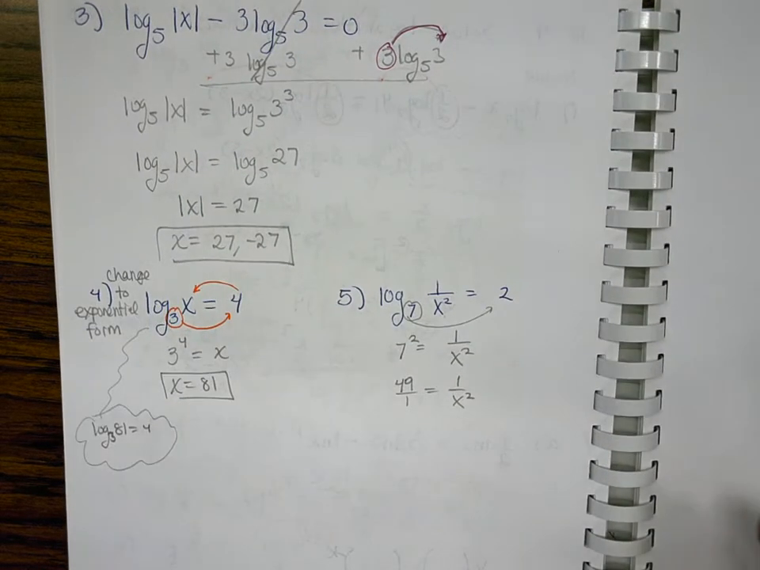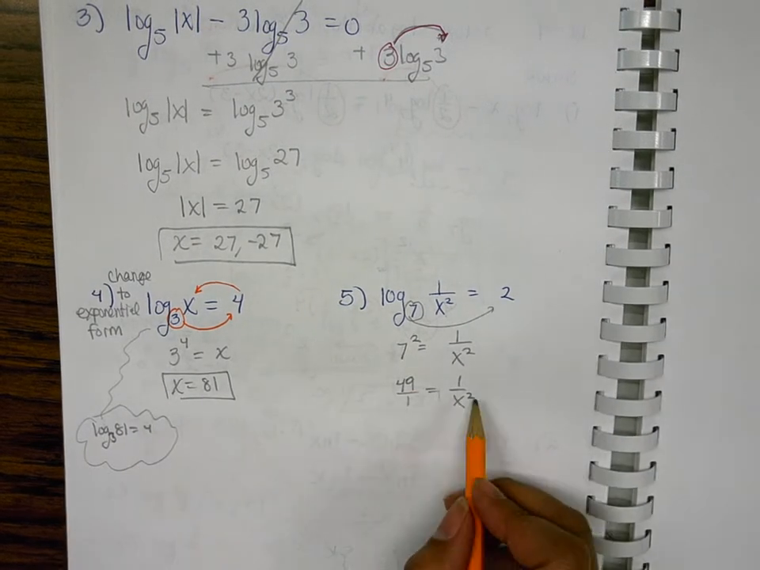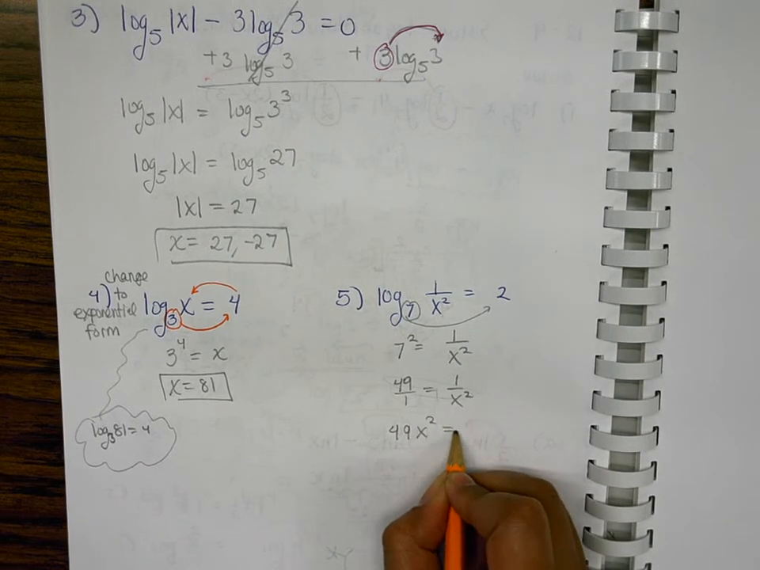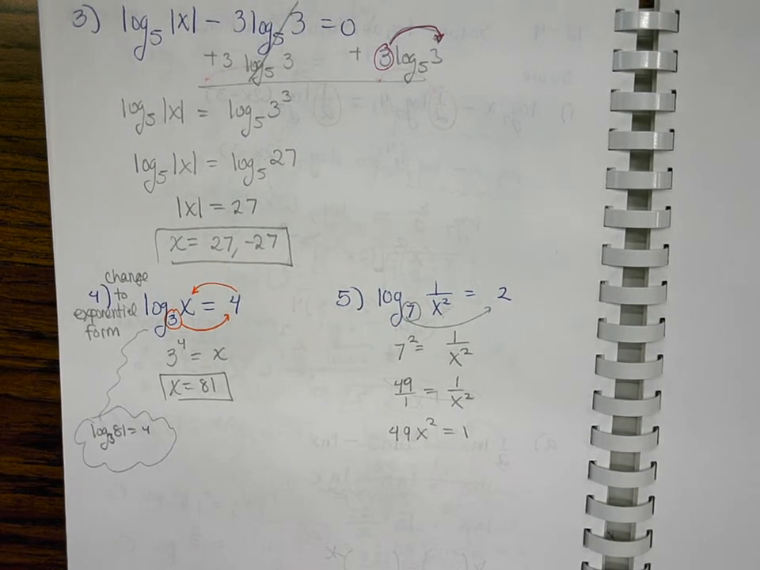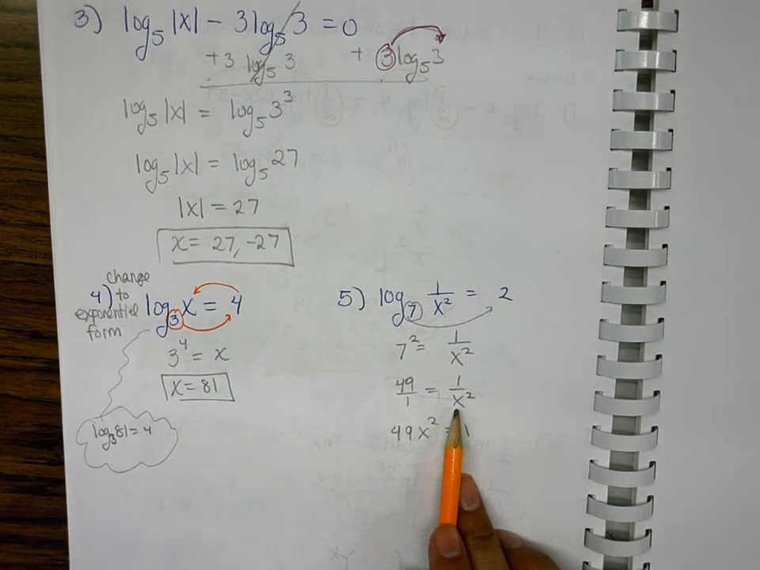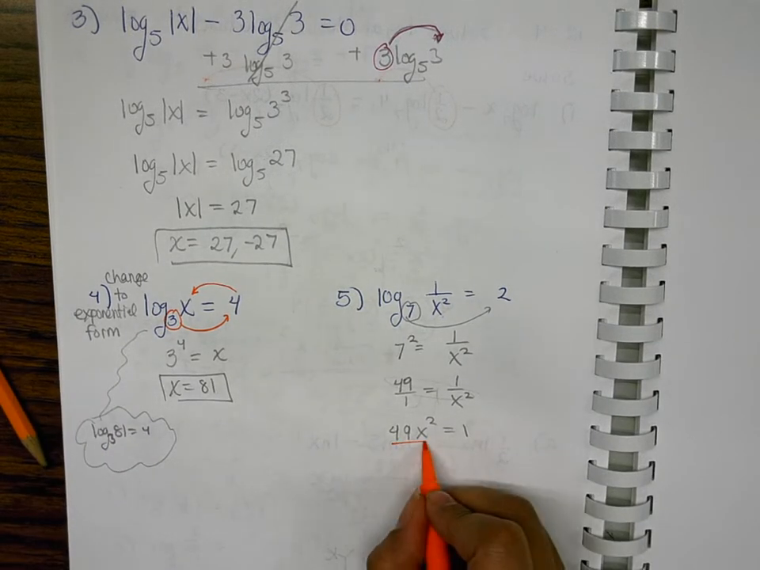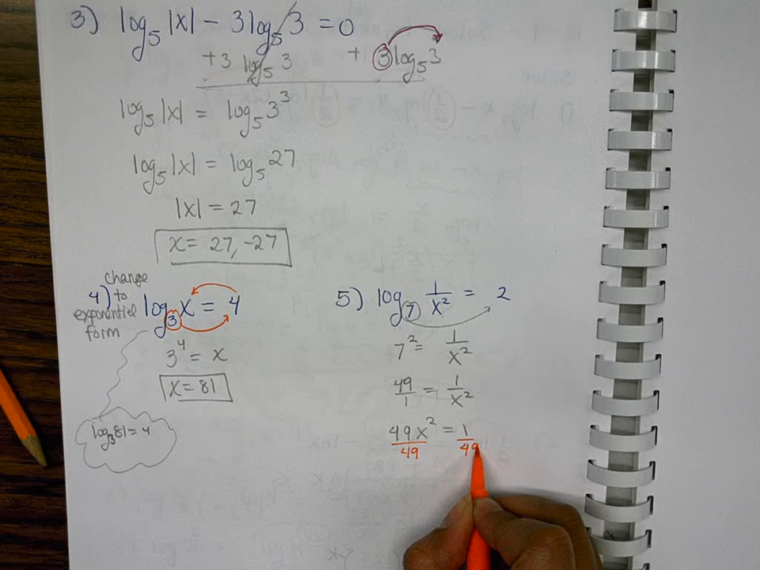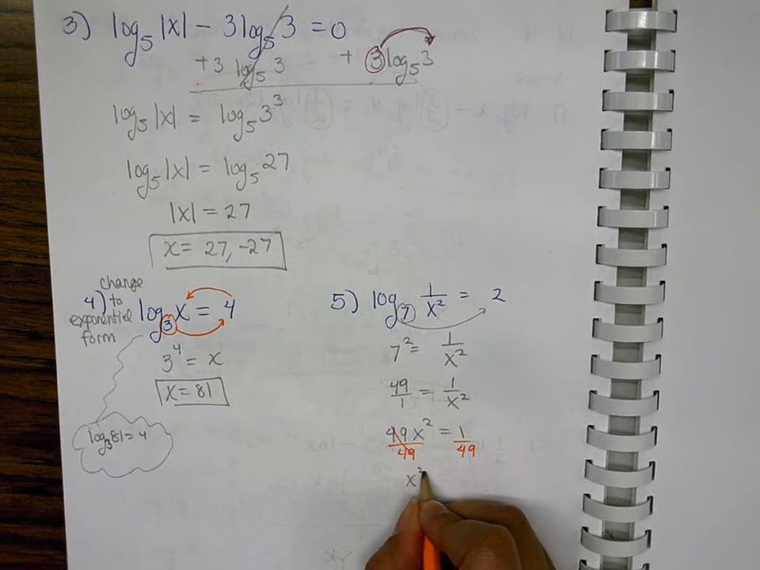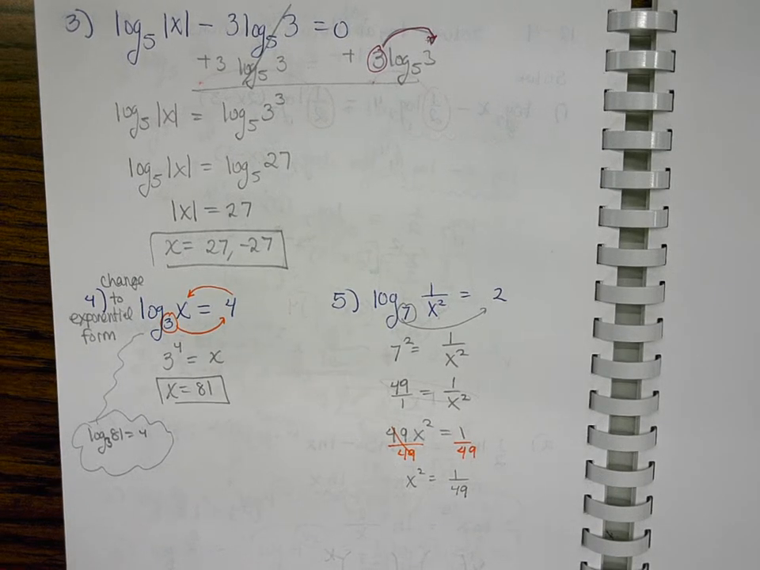49 over 1 equals 1 over x squared. You didn't have to make this over 1. You could multiply both sides by x squared. Some of you think of cross multiplying. However you think about it, you get 49x squared equals 1. Whether you cross multiply or multiply both sides by x squared and get it out of the denominator, 49x squared equals 1. Divide both sides by 49. X squared equals 1 over 49.